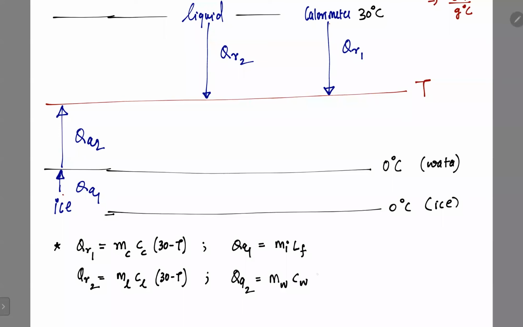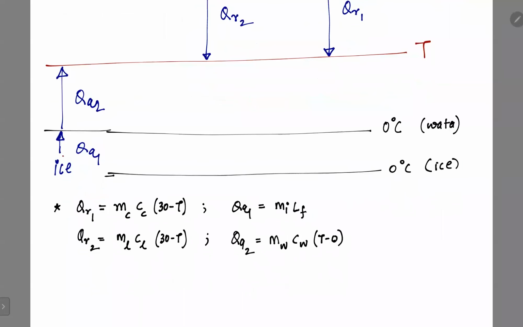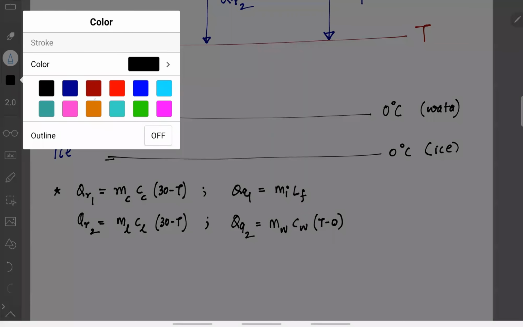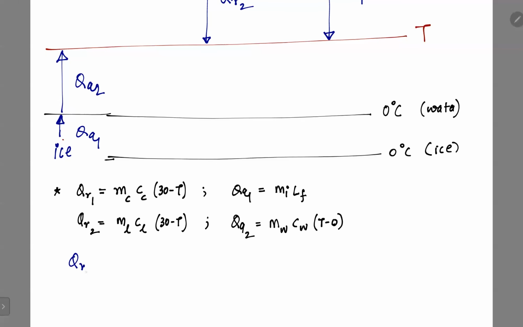Higher minus lower. Should I write 0 minus T or T minus 0? T minus 0. Very smart. Let's now put in all the values, okay? So now when we write down the values, Q released 1.